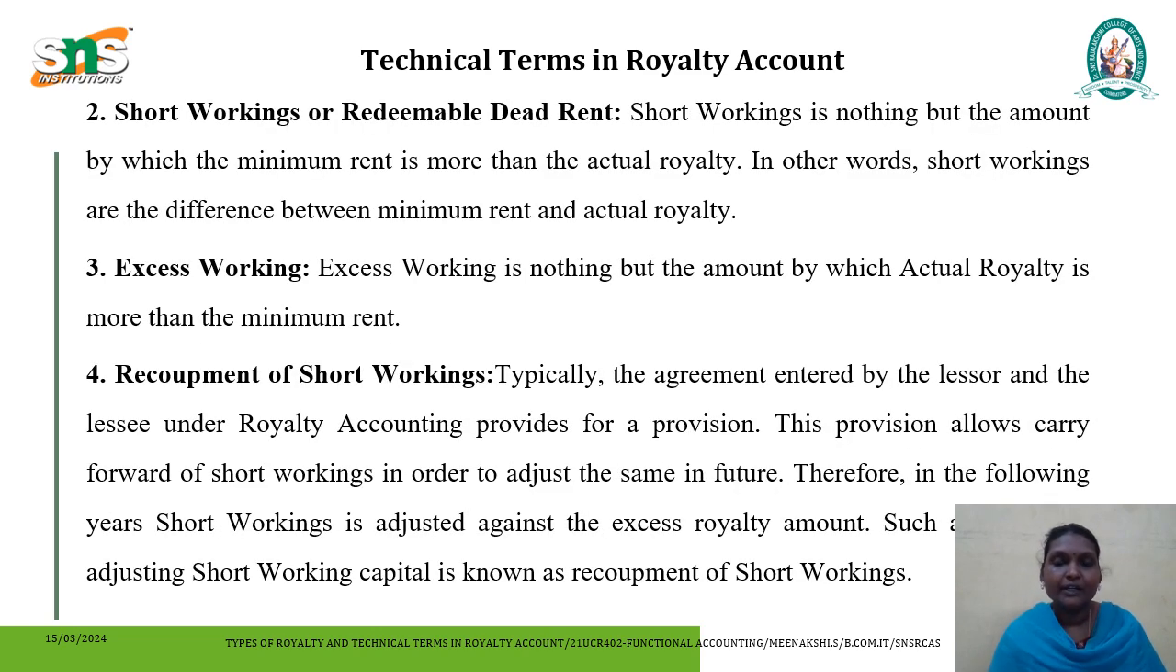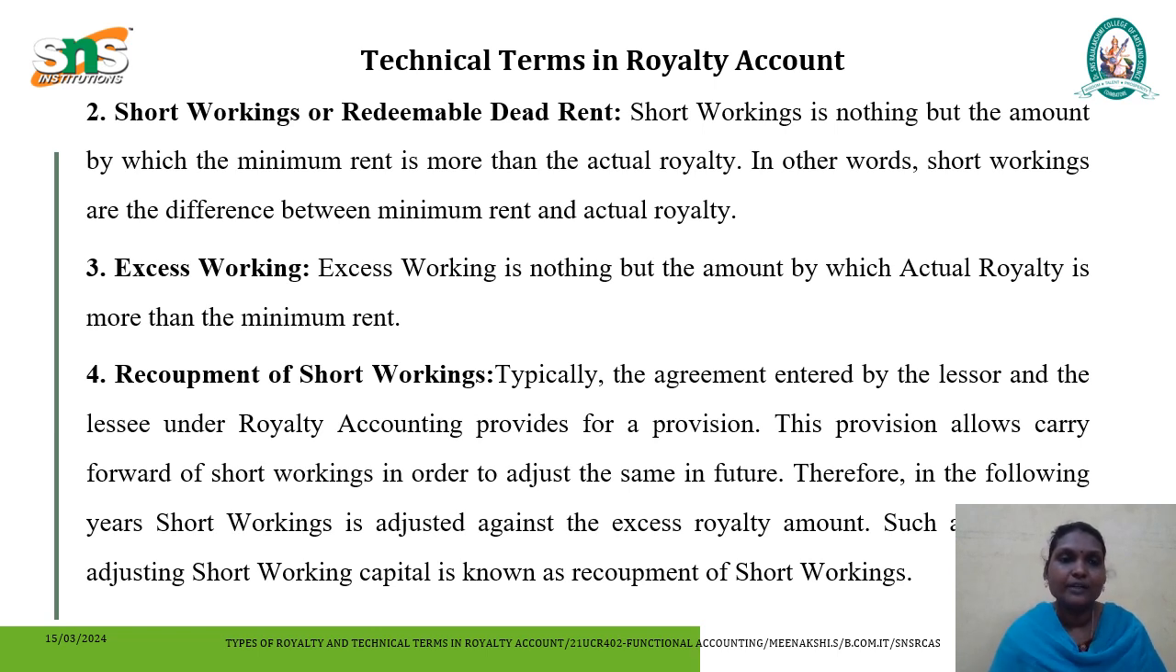So, the agreement entered into by the lessor and the lessee under royalty accounts provides a provision. This provision is mainly created for carrying forward the shortworkings. The main aim of creating such a provision is for adjusting the same in the future. So, if in the following years there is an excess royalty amount, short workings can be adjusted against it. It is known as recoupment of short workings. So these are all the technical terms commonly used in royalty accounts.